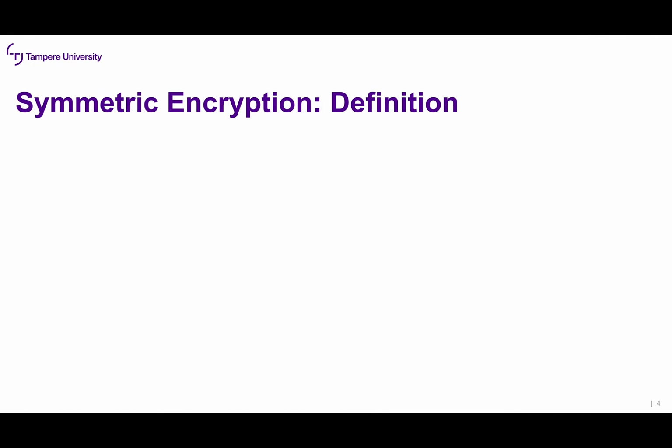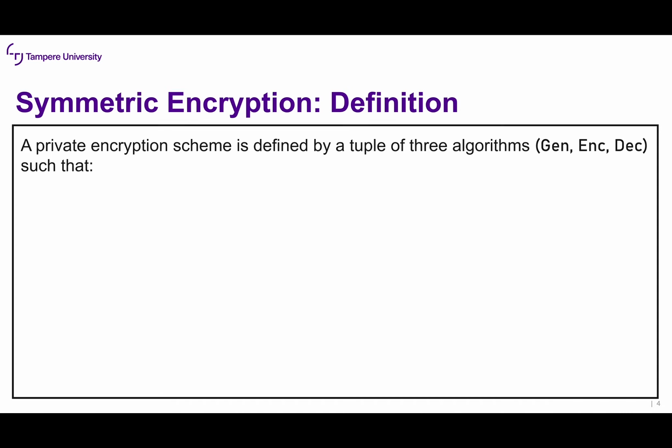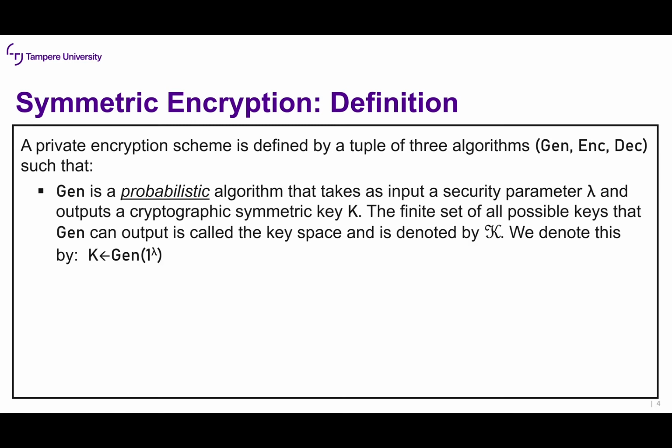Good, so let's see a more formal definition of the symmetric encryption setting. A private encryption scheme is defined by a tuple of three algorithms: the generation algorithm, the encryption algorithm, and the decryption algorithm. The generation algorithm is a probabilistic algorithm that takes as input a security parameter lambda and outputs a cryptographic symmetric key. The finite set of all possible keys that the generation algorithm can output is called the key space and is denoted with calligraphic K. We explained this in the previous video as well.